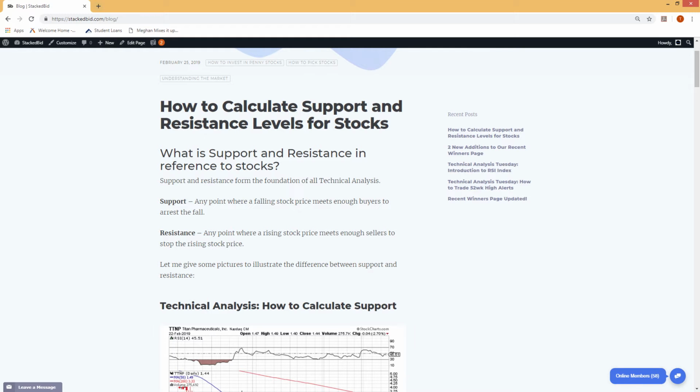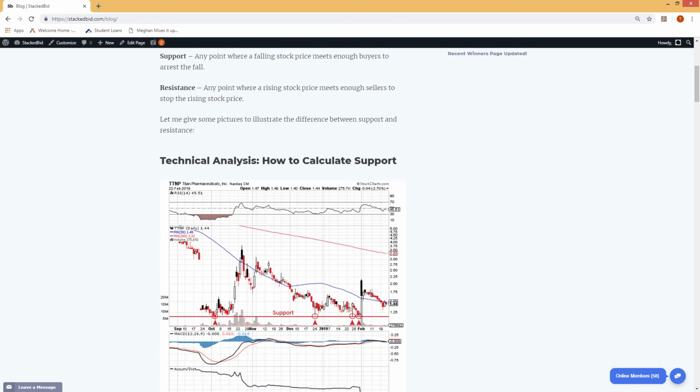So how do you calculate support and resistance levels for stocks? As you can see on here, it says support and resistance form the foundation of all technical analysis. A lot of traders go off of support and resistance of stocks. So you may ask, what actually is support and resistance? Let's start with support. Support is any point where a falling stock price meets enough buyers to arrest the fall. You may be saying, I don't exactly know what that means, so we're going to go over it.